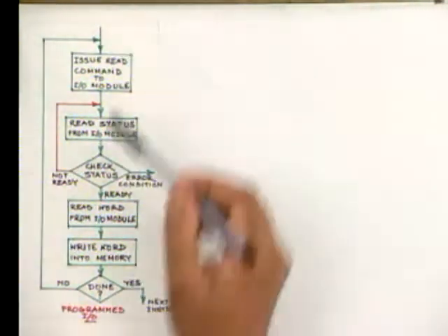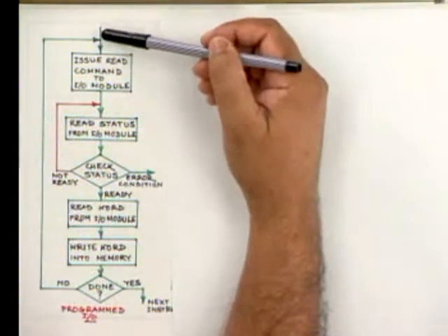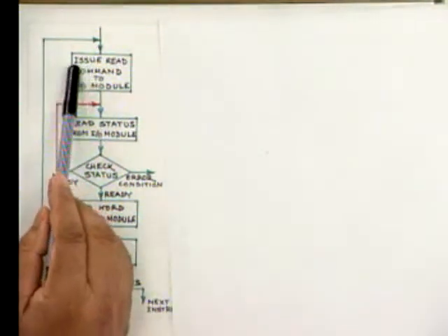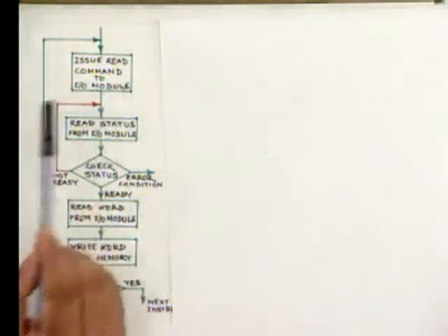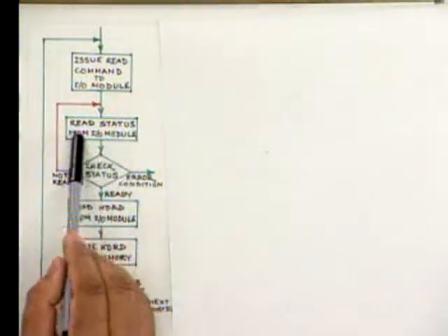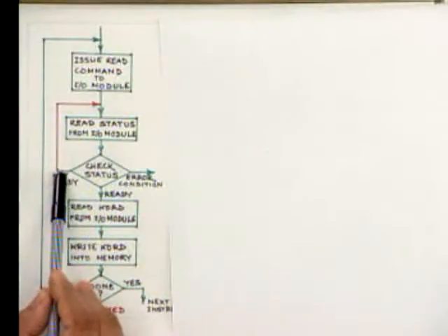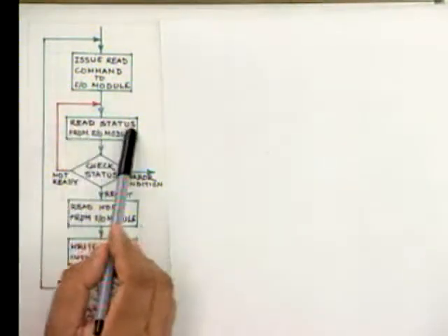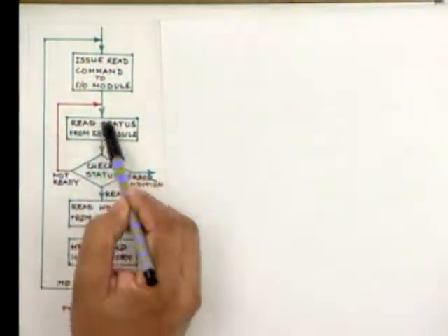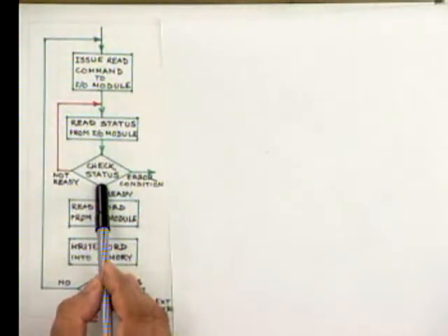Say we want to, by programmed I/O, read a block of data. Then the CPU will first issue a read command to the I/O module by setting the command bit to 1. Then it will read the status from the I/O module by reading the status bit, whether it has turned out to be 1 or not. If it is not ready, then it goes back to here and reads the status once more. That means it remains in a very tight wait loop till it finds that the data is ready.